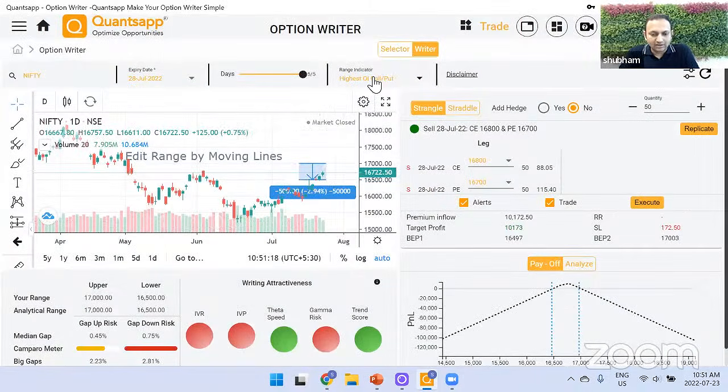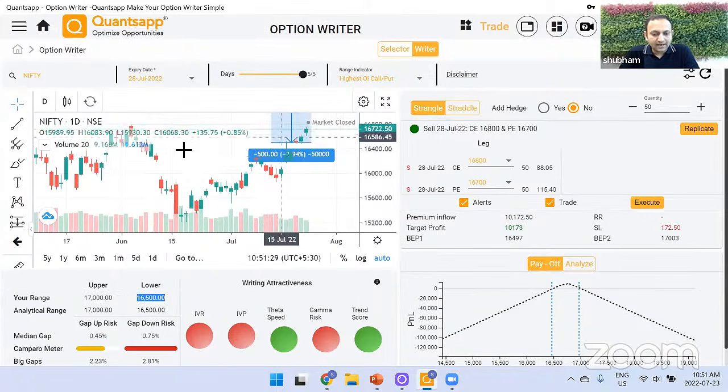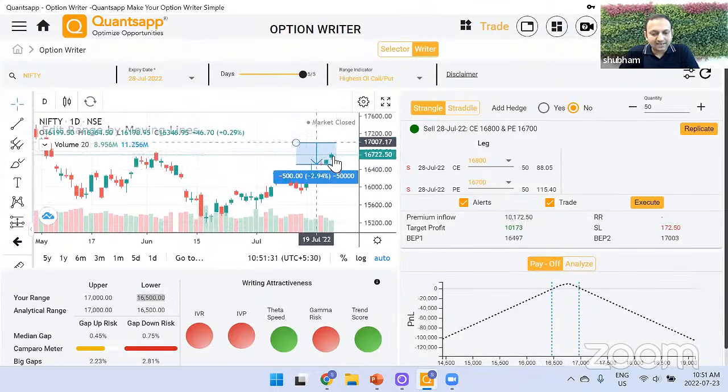So if you just click on this, the highest call and highest put, it is telling you that the highest call is at 17,000 on the upside for Nifty and 16,500 on the downside for the given expiry. And if you want to just be with the market by selling the highest call, highest put, then this is the strategy. But still, the strategy is different.